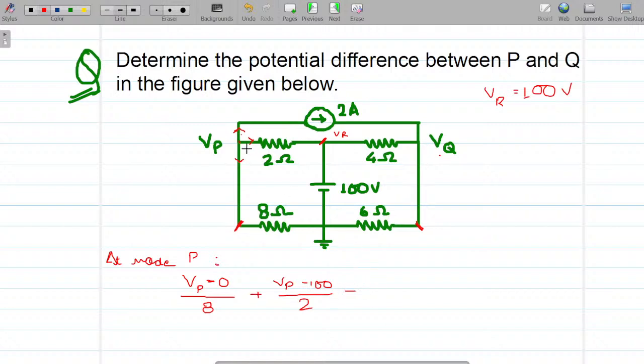Then tell me, this is outgoing current. It is already defined to be 2 amperes and it is in the same direction as our convention, the outgoing current. So what would we write? Plus 2 amperes is equal to 0. Am I making sense? Right?